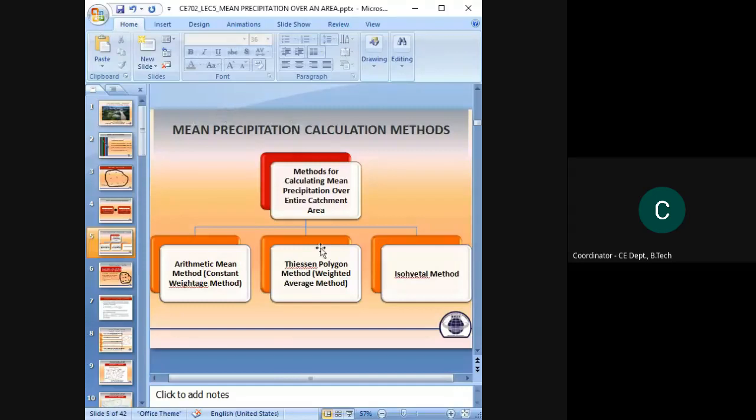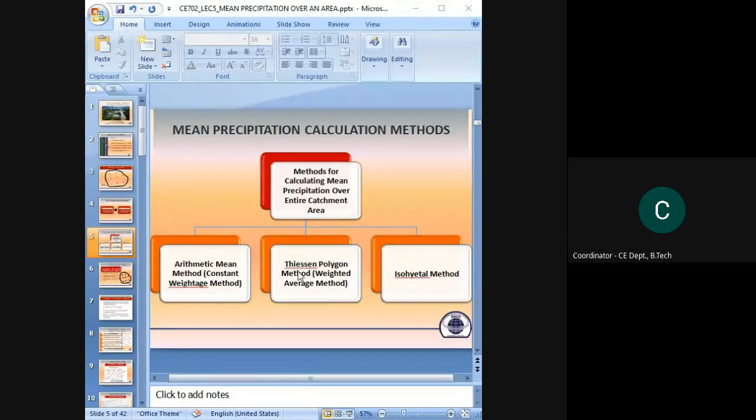Now how will we calculate it? As I said, there are three methods of averaging. The first is the simple arithmetic mean, which we have learned from our preliminary study level also. What is the mean average? Just p1 plus p2 plus p3, divided by the number of observed data. So this is your arithmetic mean method, or we can say this is the constant weightage method, as it is also known.